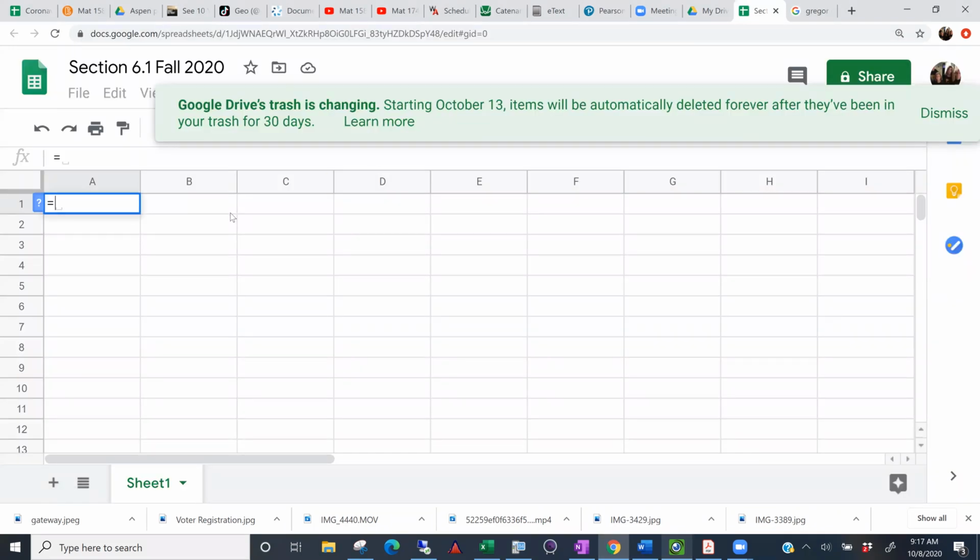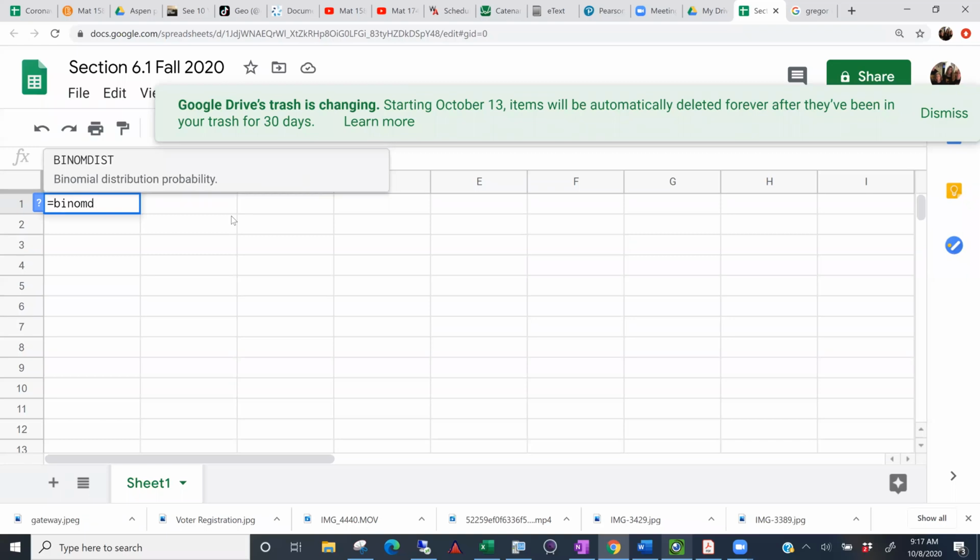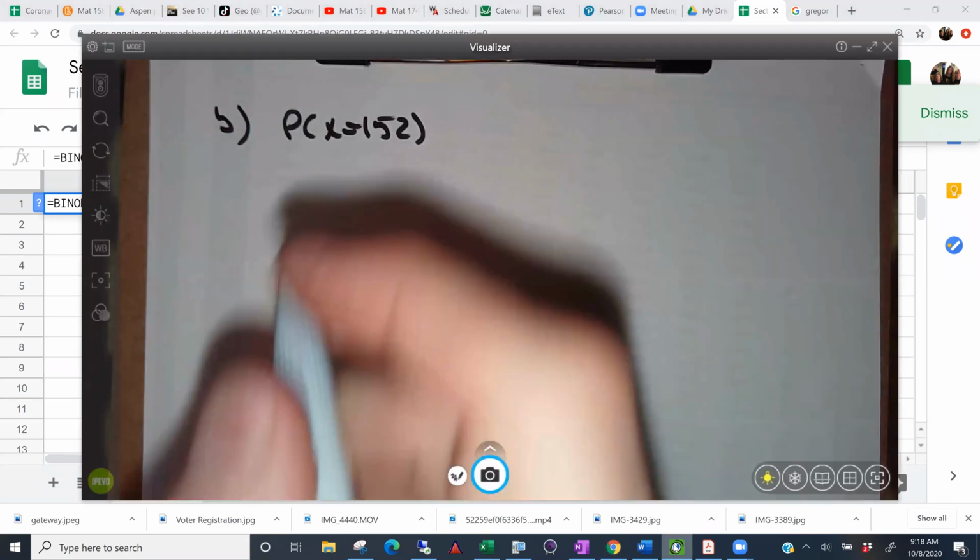So I'll type in equals, start typing in binomial distribution. And once it narrows it down to what I want, I'm just going to hit the enter key. Now there's a couple things I need to know here. I need to know N, P, and X. Let's see what those are.